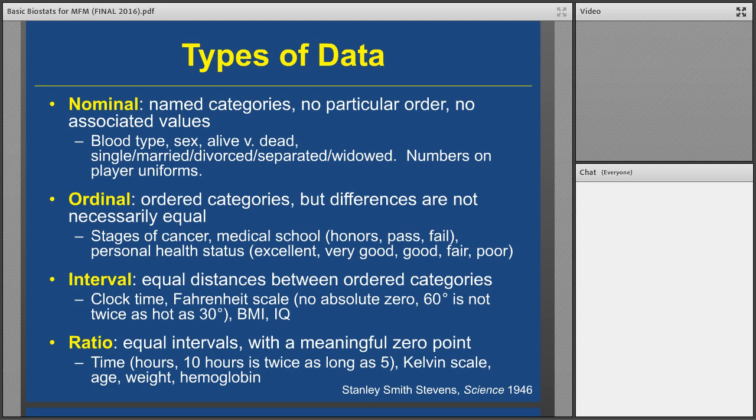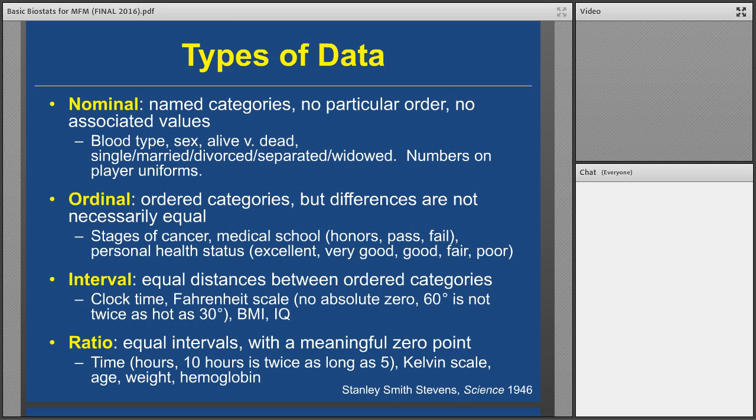So nominal is just what that means, named categories. There's no particular order and no associated values. That would be blood types, O positive, A positive, A negative, sex and gender, alive versus dead. Numbers on player uniforms are also nominal. They might be numbers, but they're in no particular order, no associated values. Number 8 doesn't necessarily mean what number 8 does in most sports. In some sports it's a little bit different than that, but in most sports the numbers don't matter.